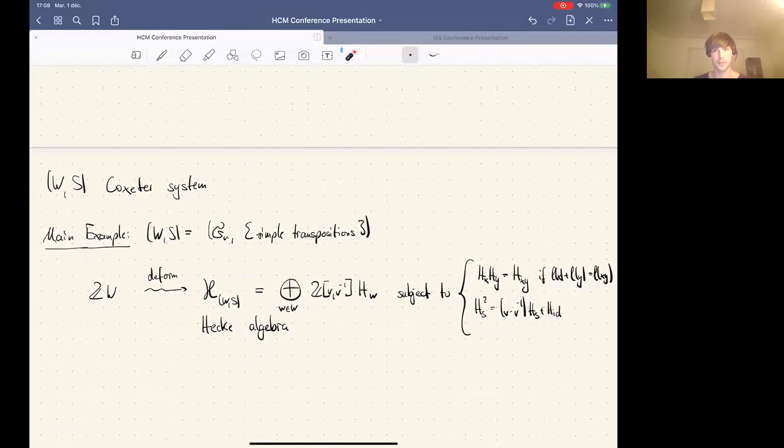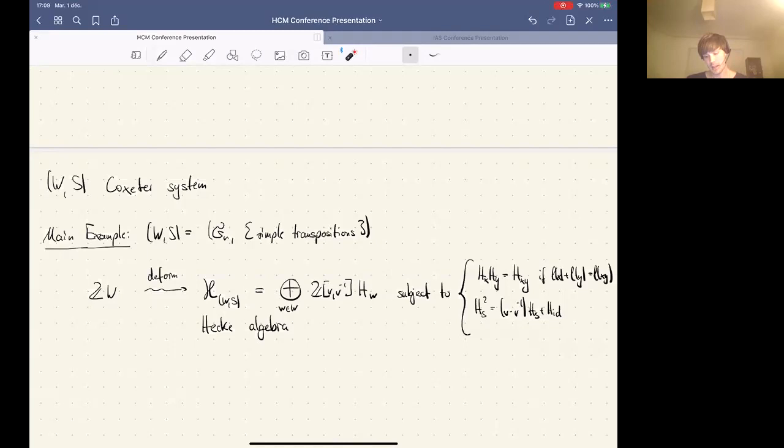And for us, of course, the main example throughout the talk will be the symmetric group, but we'll also look at other cases. So in this case, we'll just look at the symmetric group on n letters and the set of simple transpositions as simple reflections. And then in order to get the Hecke algebra, one deforms the integral group ring.